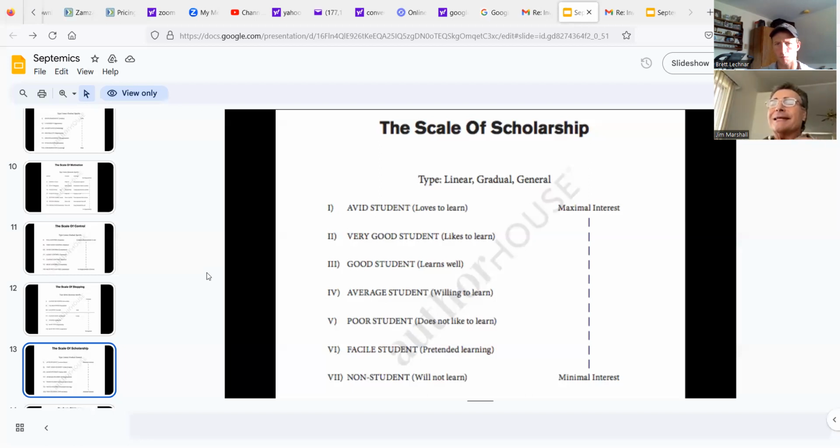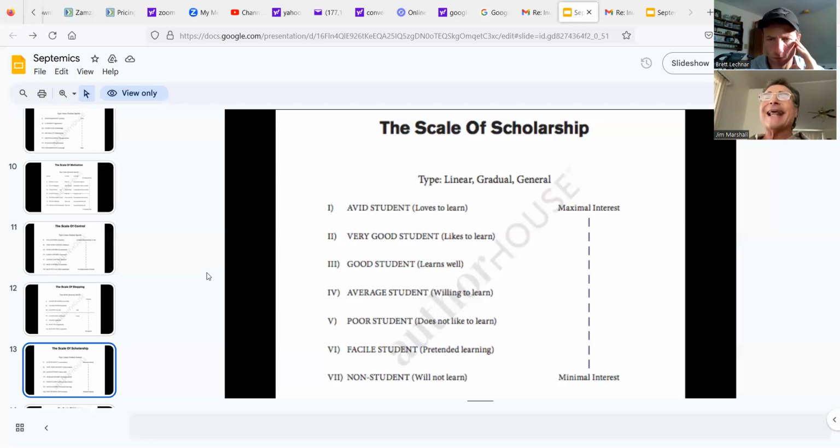Up from that is a very good student. The very good student not only learns well, he likes it. He wants to go to class. This is the type of guy who is happy to get to class. He's all excited. He shows up ahead of time with his pencil sharpened, his eyeglasses on. He likes to learn. It's fun for this guy. That's why he's a very good student. He has a lot of interest.